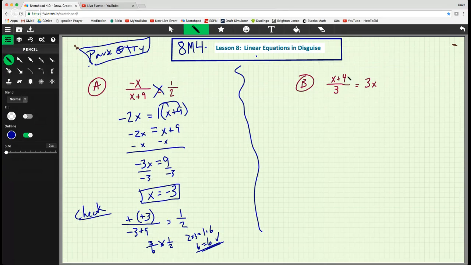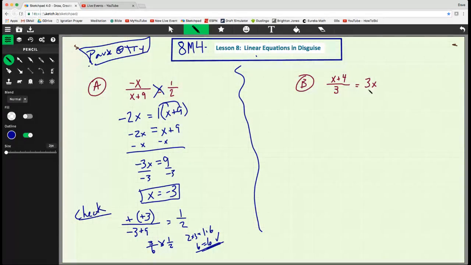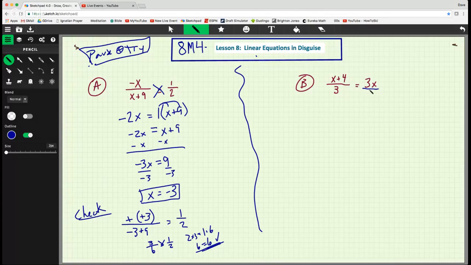Now here, this one may have thrown you for a little loop. You're like, how can I do a cross multiply here? I don't have a denominator on the right side. Well, remember, we can always put a number or a term that doesn't have a fraction over 1. And now we can do our cross multiply.